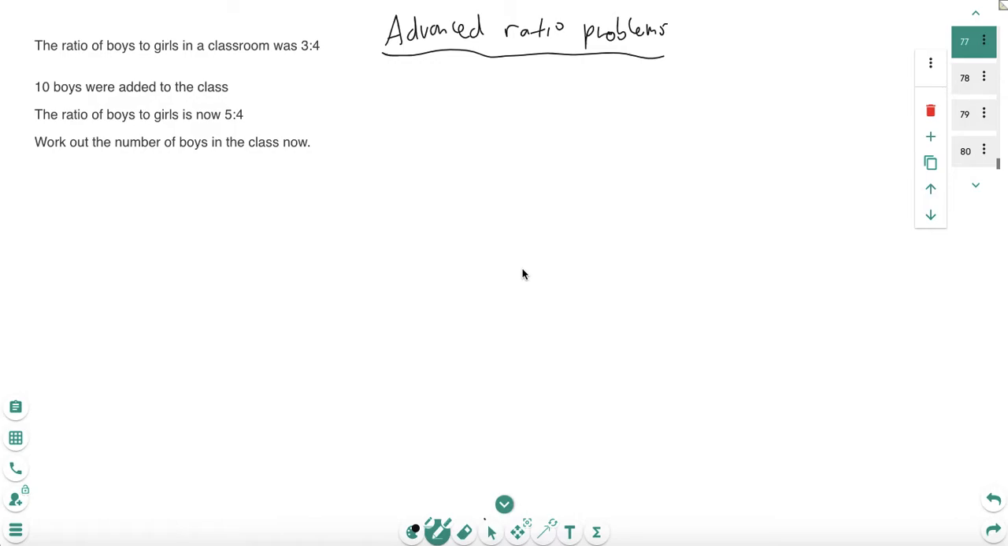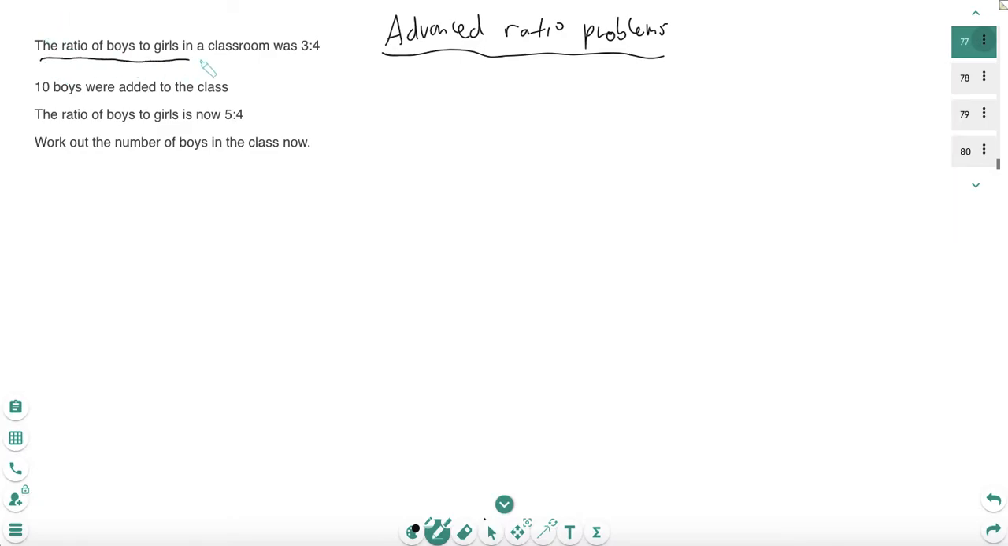Let's get started. The ratio of boys to girls in the classroom was 3 to 4. 10 boys were added to the class. The ratio of boys to girls is now 5 to 4. Work out the number of boys in the class now. Okay, I'm just going to go line by line and draw out each part of the sentence.